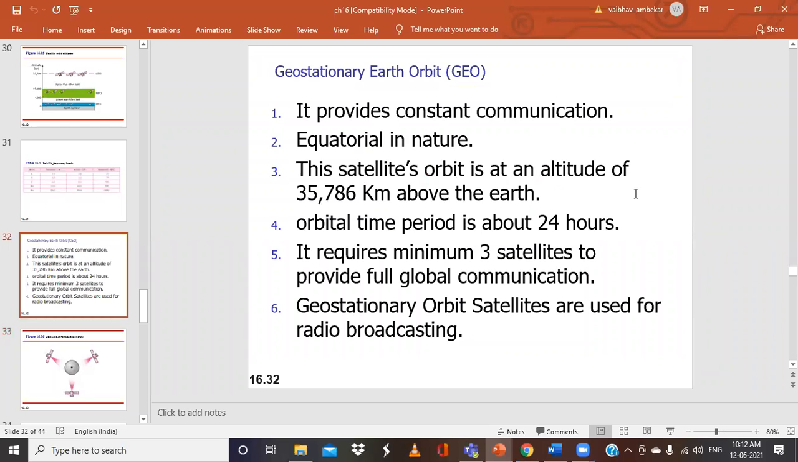And as we say that they move with the speed of the earth, what can be their time period? So the orbital time period is about 24 hours, because their speed is similar to that of the earth, so it requires a time period of 24 hours. And they are used for radio broadcasting. Basically that is their application, and for that purpose they can be used.